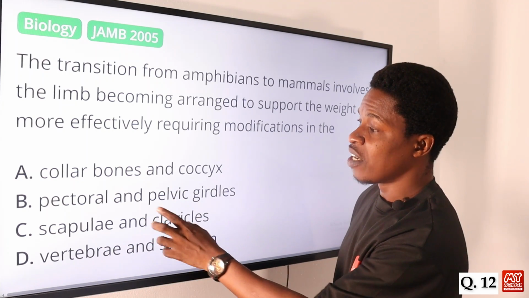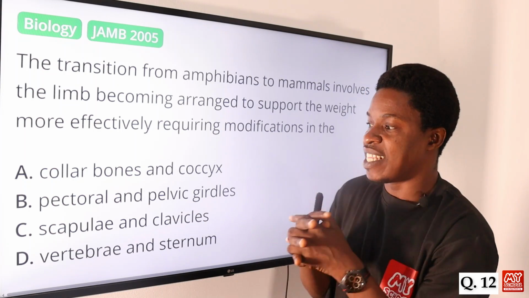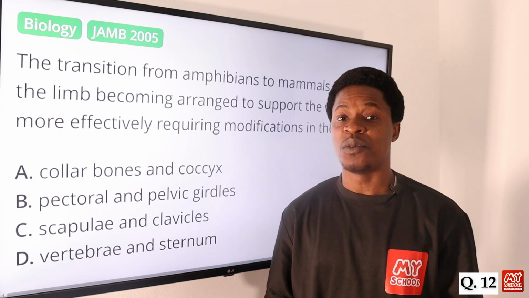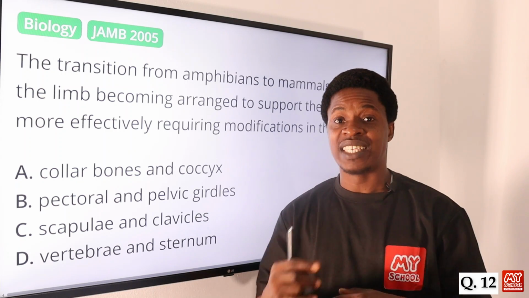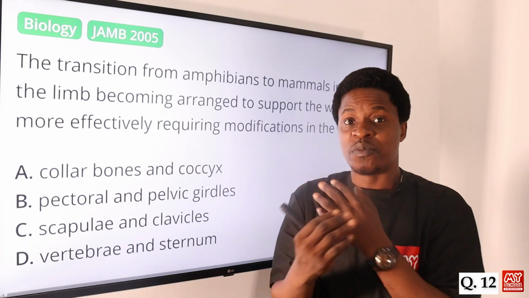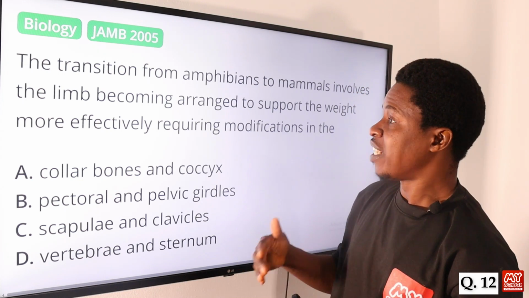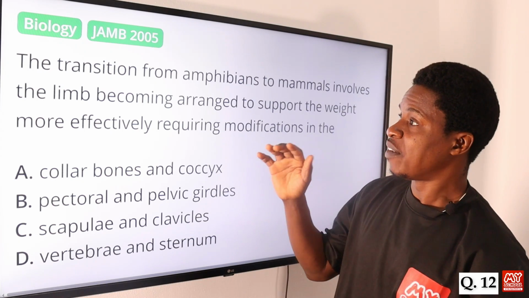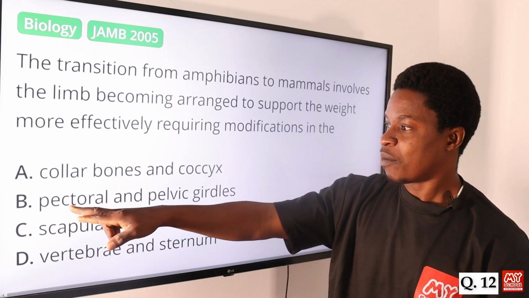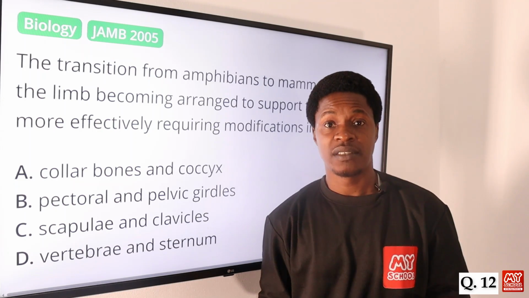So among all of these options, the pectoral girdle and the pelvic girdle are more effectively requiring modifications. You can look at the crocodile, how the crocodile looks, living in water and living on land at that point. If it does not modify the pectoral, this aspect now, it would not be able to walk freely on the land. So the aspect that is more effectively requiring modification when amphibians transition to mammals involves the limb, that is the pectoral and the pelvic girdle. So the correct answer is actually option B.